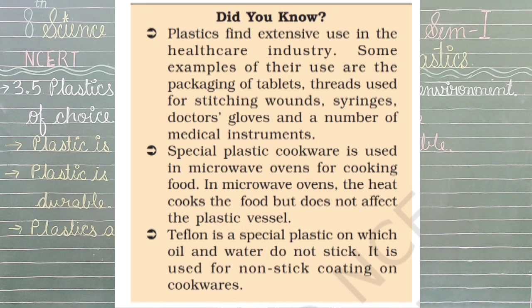The next point says that special plastic cookware is used in microwave ovens for cooking food. In a microwave oven, the heat cooks the food but does not affect the plastic vessels. So it is again a good thing for us. The third point says that Teflon is a special plastic on which oil and water do not stick. It is used for making the non-stick coating on cookware.